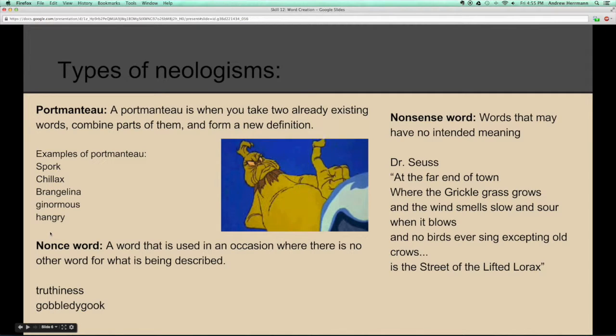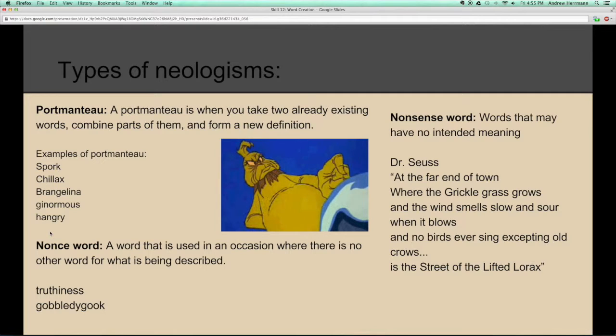You take hungry and angry, and it becomes hangry, and it means when you get angry from being hungry, coincidentally enough. There are words called nonce words. A nonce word is a word that is used for an occasion where there's no other word for what's being described. Our language can only describe so much, so there are obviously emotions, ideas that you need new words for.